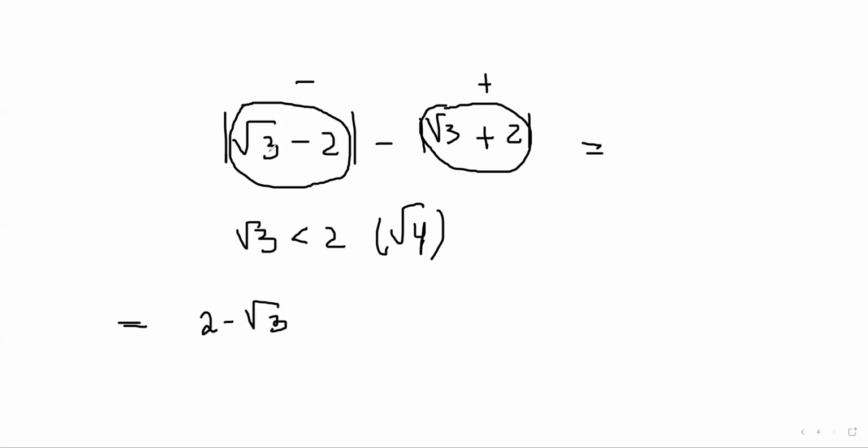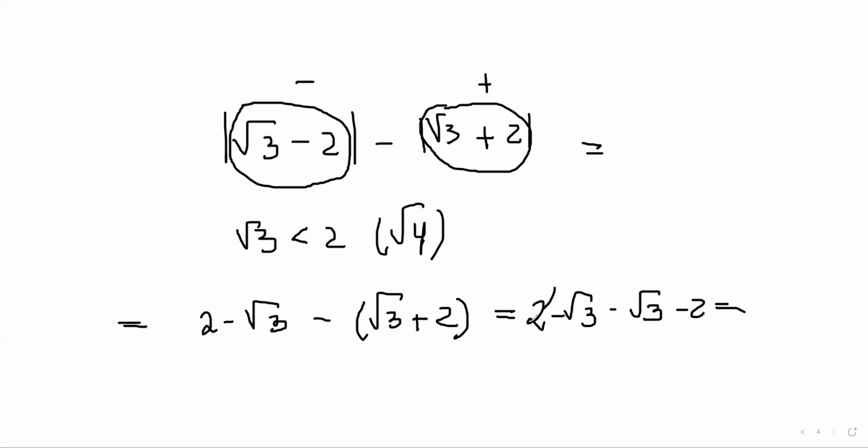So if we write 2 minus under root 3, we guarantee this is positive. We said that a positive number gives us a positive module. So it's going to be anyway 2 minus under root 3. We expand the brackets: under root 3 minus under root 3 minus 2. These two cancel and we get minus 2 under root 3.